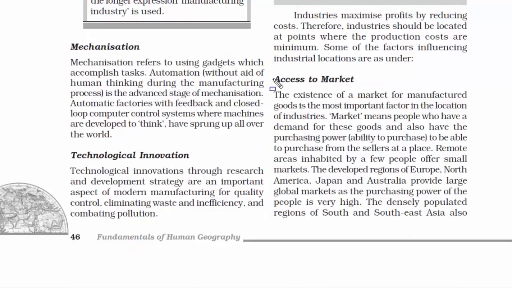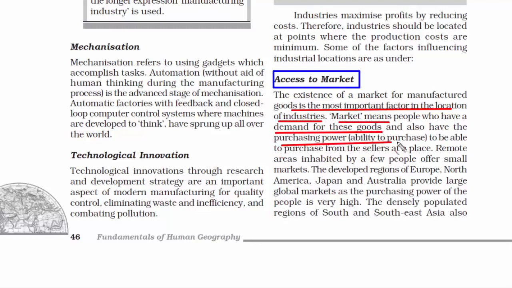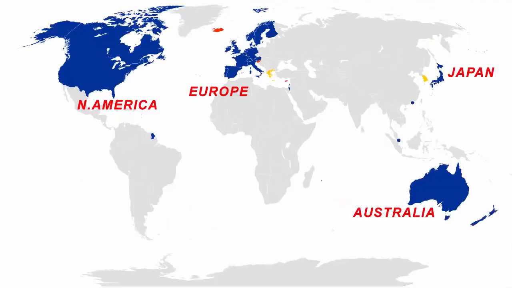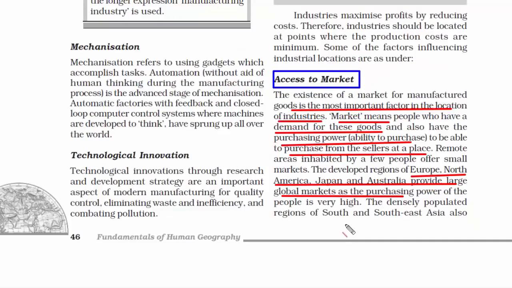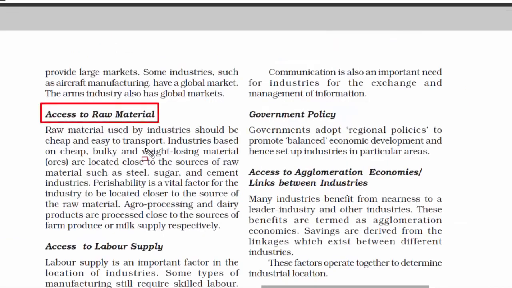Now let's read about some of the factors influencing the industrial locations. First one is access to market. In order to keep an industry going, there has to be a market. The meaning of market is where people can buy, that is, where demand is there, and purchasing power, that is, money is there. And if you look at the world map, the regions of Europe, North America, Japan, and Australia are the global markets, where the demand and purchasing power is very high. And if we have to speak about Asia, then India and China form a large market purely because of their huge population.